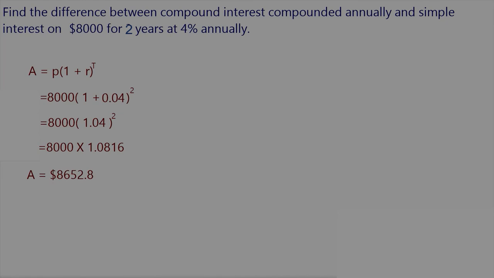And now that we know the amount that will be in the account after 2 years, we can now find the compound interest when we minus the amount that is in the account after 2 years from what had been deposited.